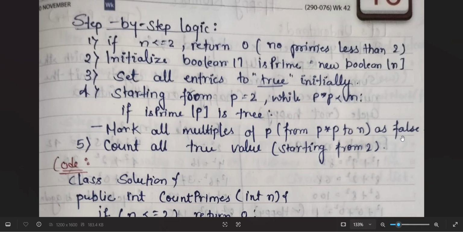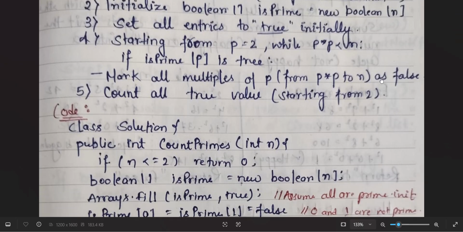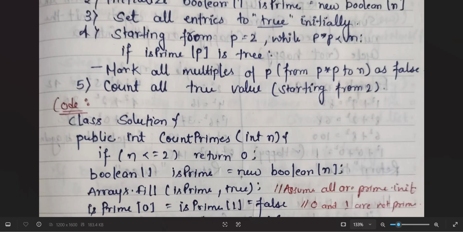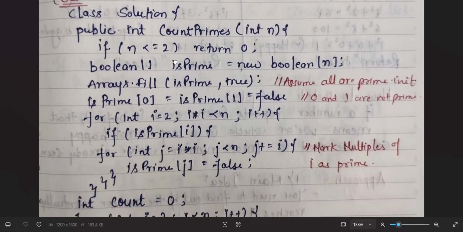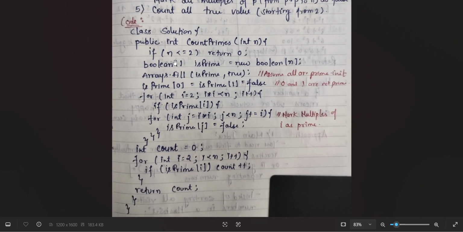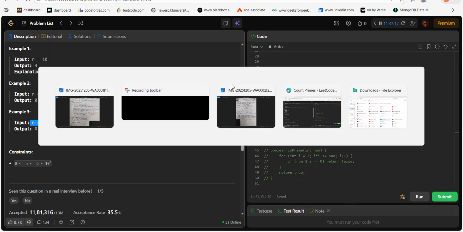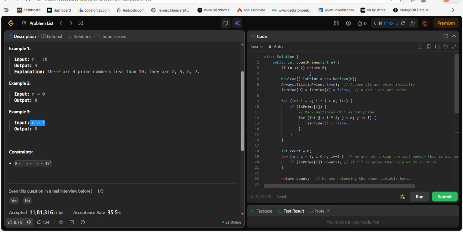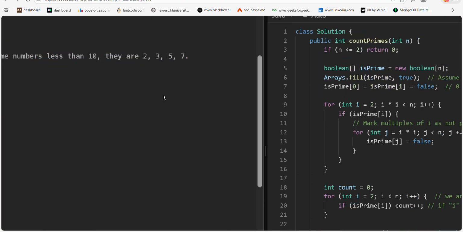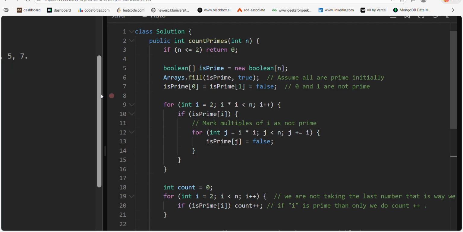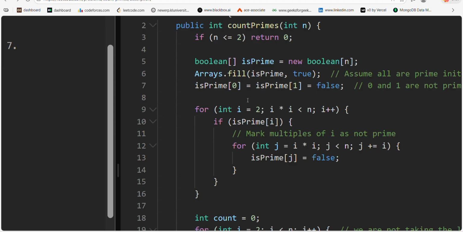After that, count all true values starting from 2, meaning one by one we count how many numbers are prime, lying up to n. Okay, let's see the code part. I have already written it on the platform. Let's see what I did and how we can write the code for that problem. So here is the code. I hope you all can see this.